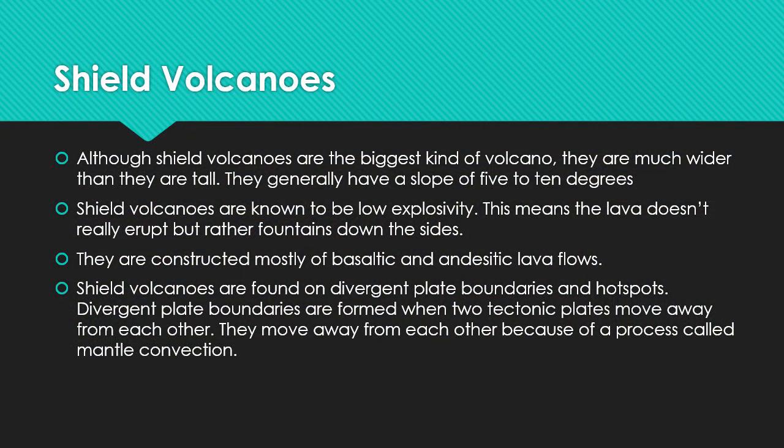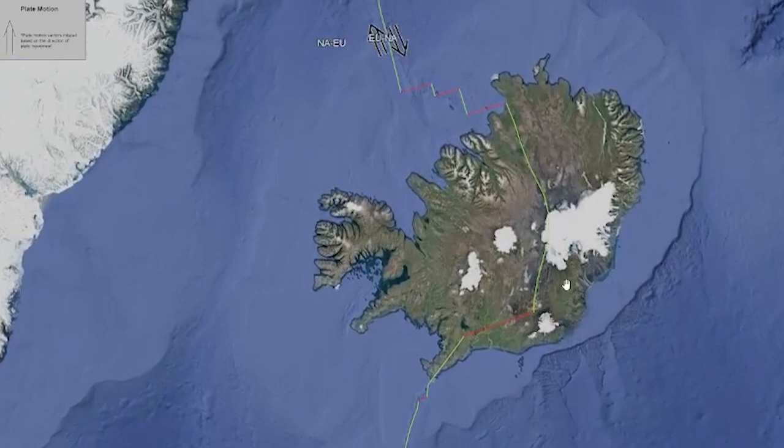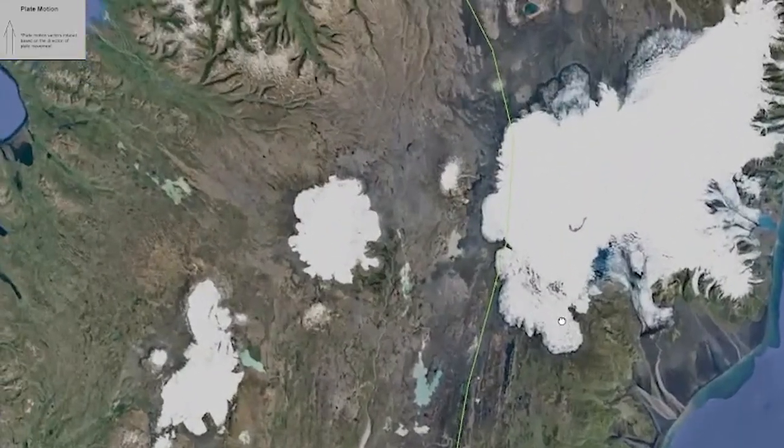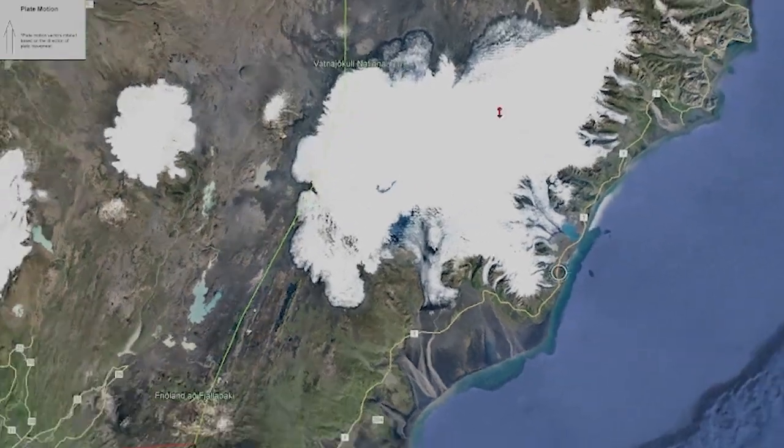Now, shield volcanoes are usually the biggest because of how wide they are. They aren't really too tall, though, which is the reason why they're not really destructive, because they're not so tall, so it just slowly oozes out. And the thing with shield volcanoes is that they're usually on divergent plates, which makes sense because convergent plates are usually the ones that have the stratovolcanoes. Here we have an example of the boundary and showing the shield volcano. There's the divergent boundary, and there's Iceland's shield volcano.